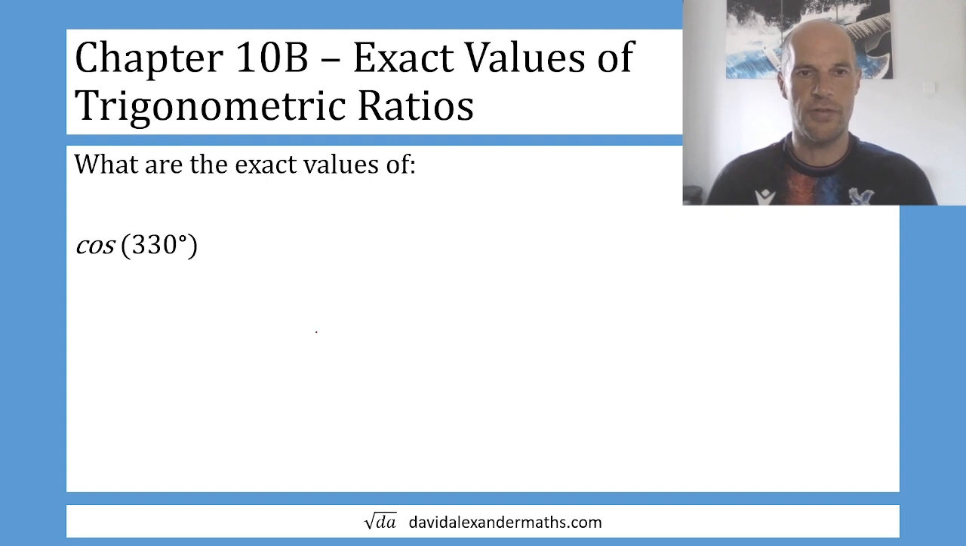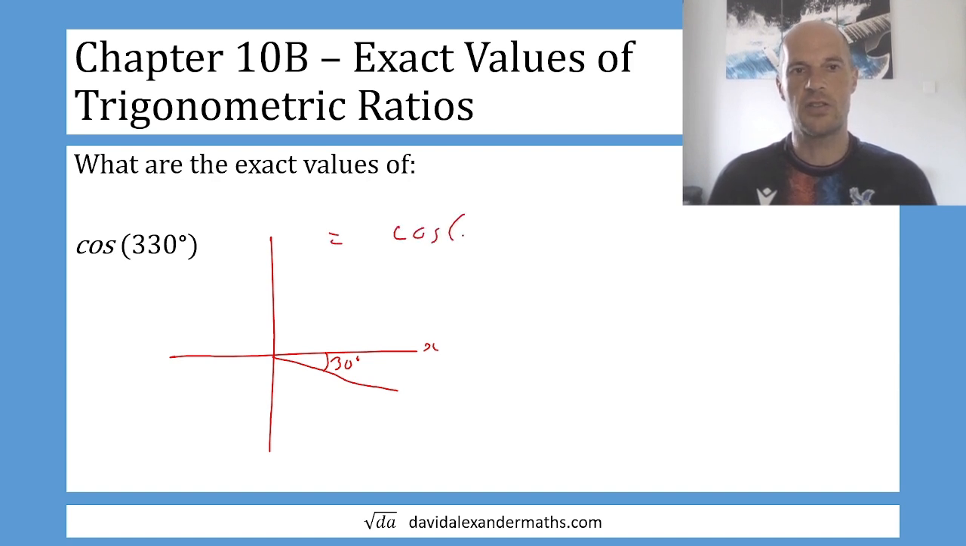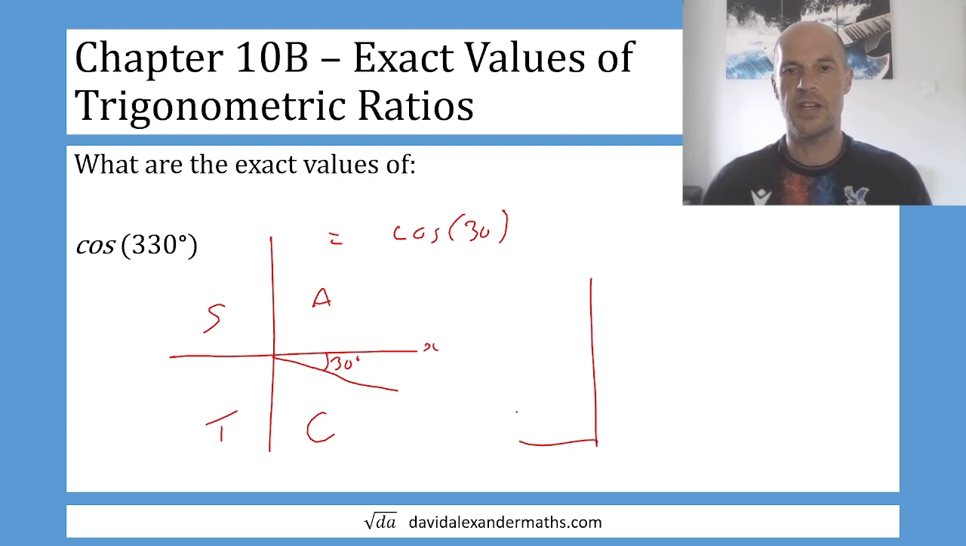What about the cos of 330? So if I'm going 330 degrees anti-clockwise, that means I'm going to have an angle of 30 degrees with the x-axis. So the cos of 330 is the same as cos of 30. Is it plus cos 30 or minus cos 30? CAST. The angle is in the C quadrant where C is positive, so it's the same as the cos of 30. What is the value of the cos of 30?